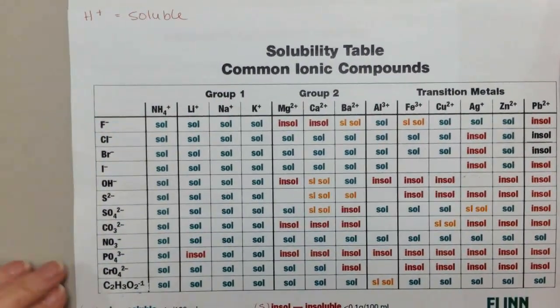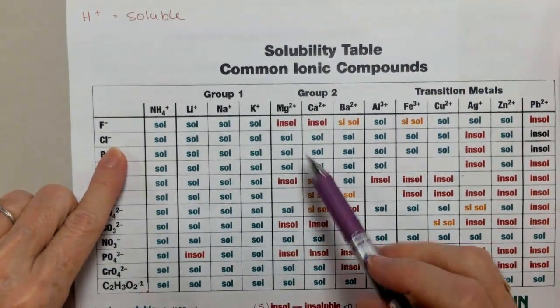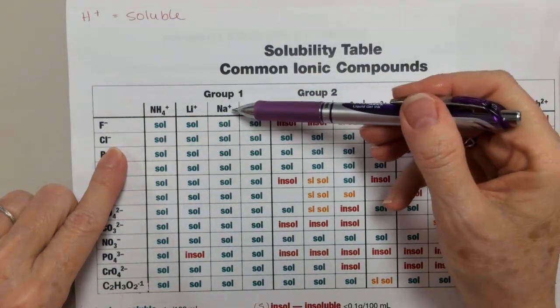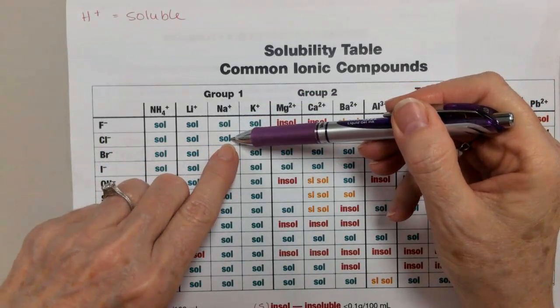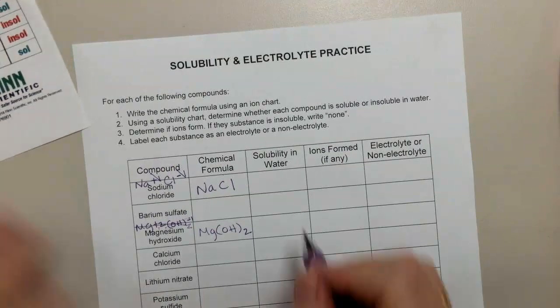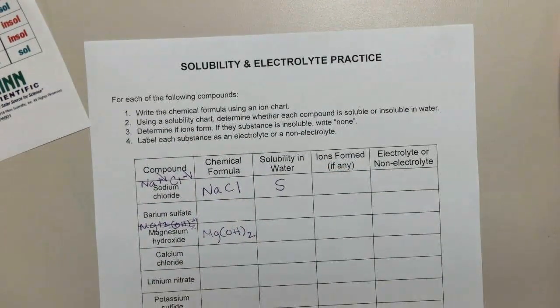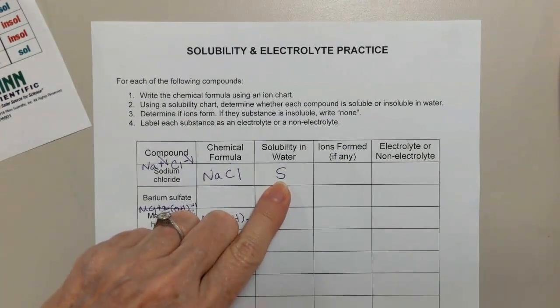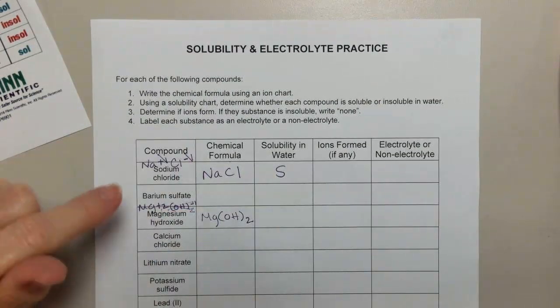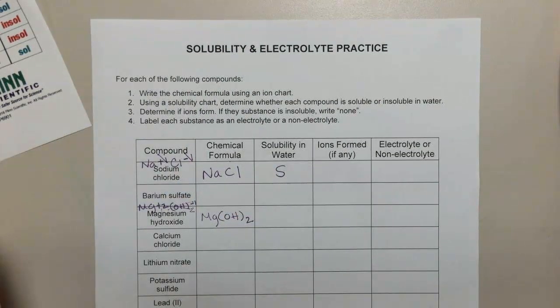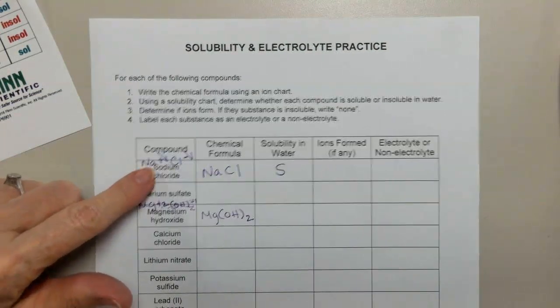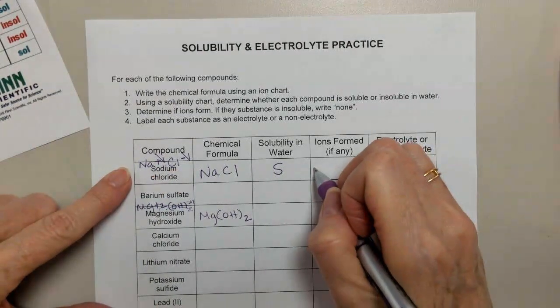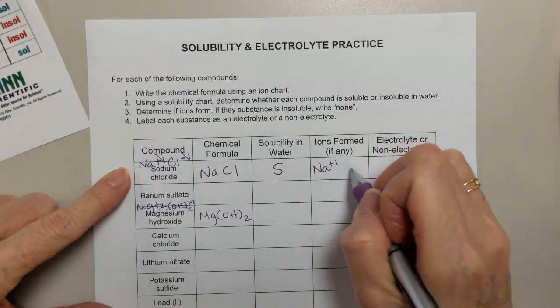So like for sodium and chlorine, positive ions are on the top. Here's Mr. Sodium, Miss Chlorine. When they bond, it says right here they are soluble. So I'm going to put an S there for soluble in water. If it's soluble in water, what does that mean? That it dissolves in water to make an aqueous solution. So that means that the water pulls apart these sodium and chlorine ions. So it will form ions.